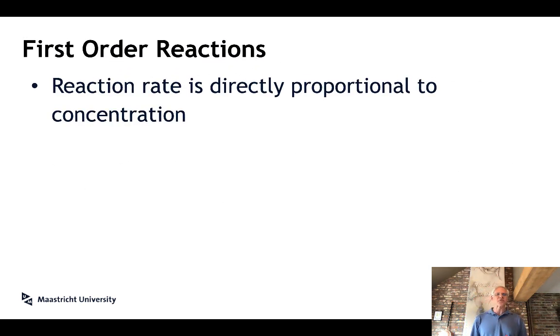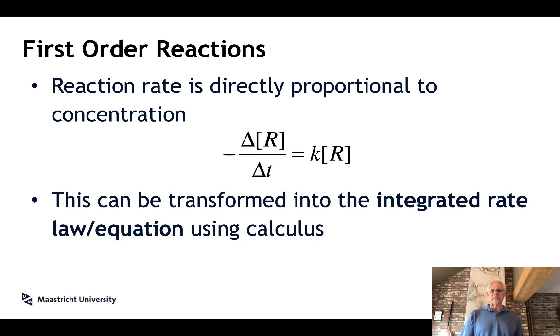So let's look at first order reactions. Initially, they are probably one of the most common types of reactions that we see. And during a first order reaction, the reaction rate is directly proportional to the concentration of the reactant involved in the rate law. And when we look at that, we have negative delta R over delta T is equal to k times R.